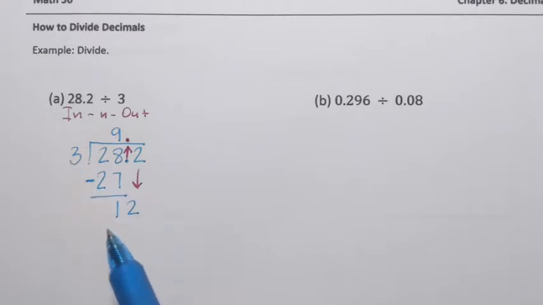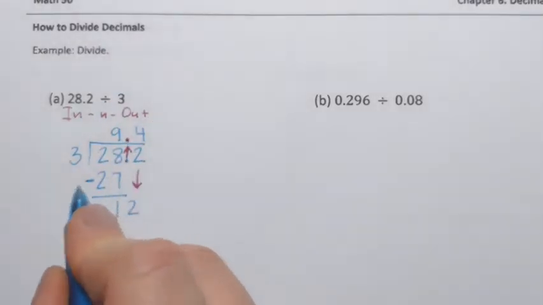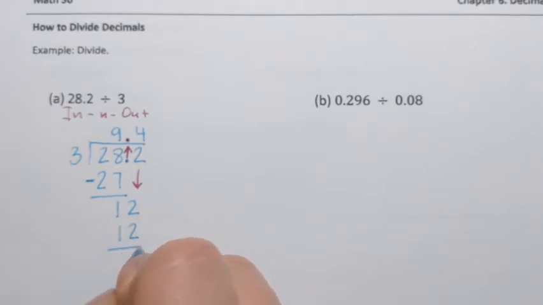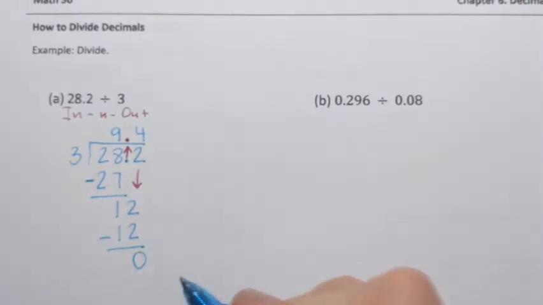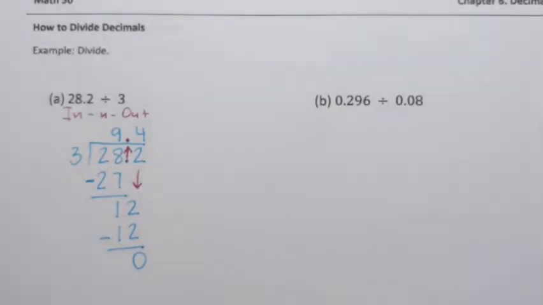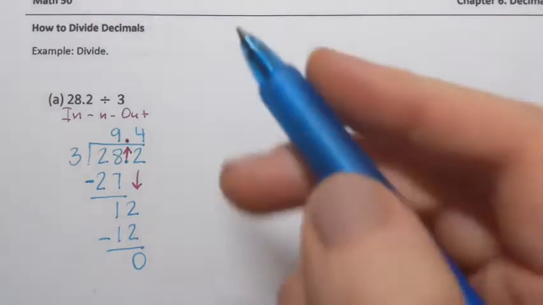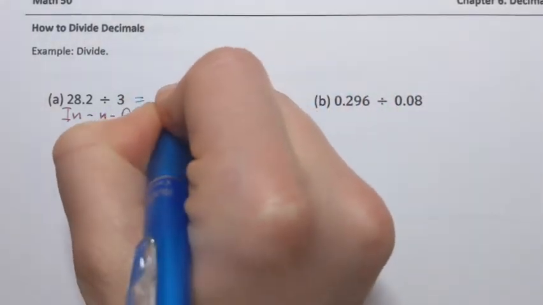How many times does 3 go into 12? It's 4 times. 4 times 3 is 12. I subtract and get remainder 0. I don't have any other digits to use. It means that I'm done with division. So 28.2 divided by 3 equals 9.4.